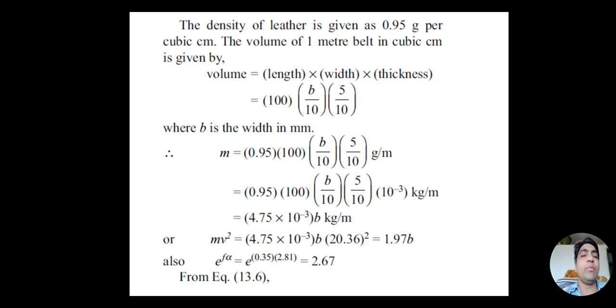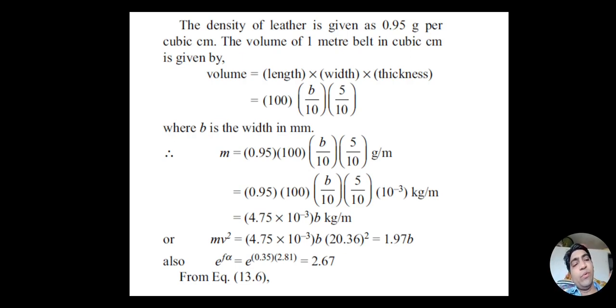Now calculate the value of mv square. m is the mass per meter length of belt, and v is the velocity in meter per second. So it is 4.75 into 10 raised to minus 3 into b into v square. v is the correct velocity that we have to take here, 20.36 bracket square, which is equal to 1.97 b.